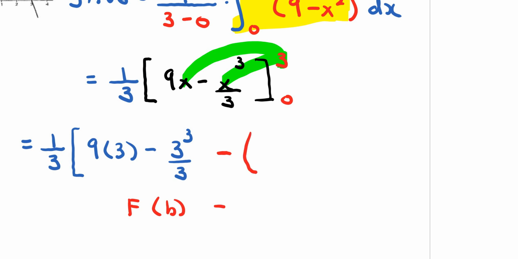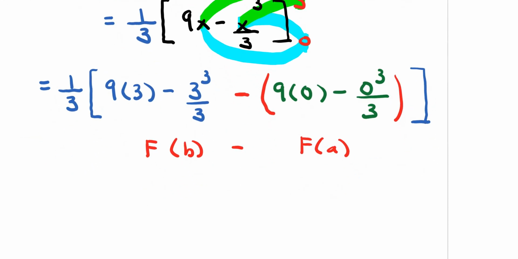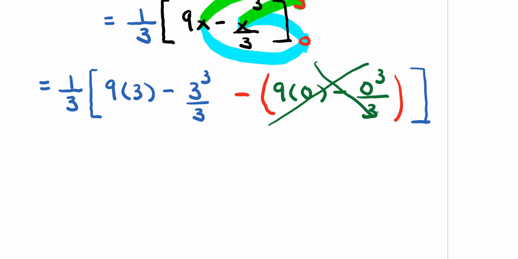I'll put a bracket here. If I want to calculate f of a, I take my lower bound, and my lower bound now gets inserted for all the x values. So this looks like 9 times 0 minus 0 to the power 3 divided by 3. And I can close that bracket off. That's f of a. And then I can close off the bigger bracket like that. Okay, so that's the fundamental theorem of calculus right there. What we need to do now is evaluate this. It looks like this part here just goes to 0. So we can just evaluate the front part of this problem.